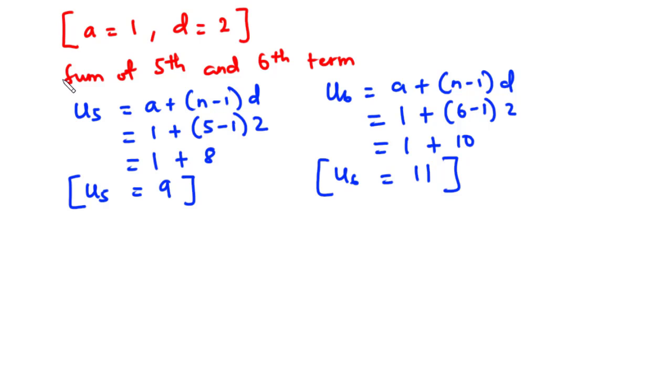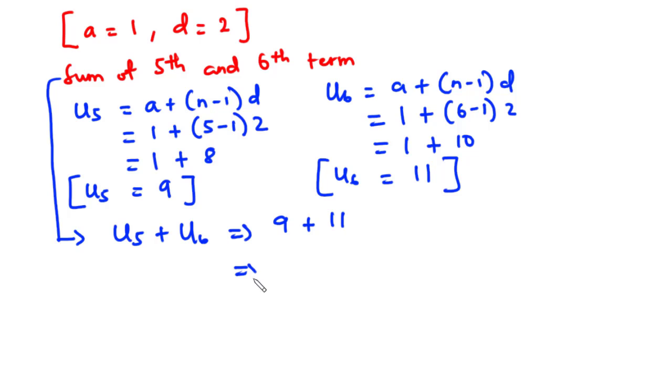Now we want to find the sum of the 5th and the 6th term. So the sum of the 5th and the 6th term is equal to U5 plus U6. Now we have U5 to be 9, and U6 to be 11. So 9 plus 11 is equal to 20. So the sum of the 5th and 6th term is equal to 20.